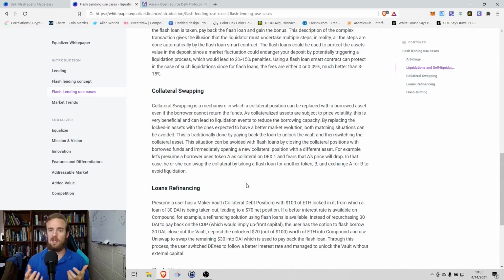So with a collateral swap, what you can do is basically take out a Flash loan, swap your collateral in an existing vault for something that may be more stable and give you some advantages, a little bit more security. And again, this is all with Flash loans. It's all with that possibility of repaying everything in the same block.